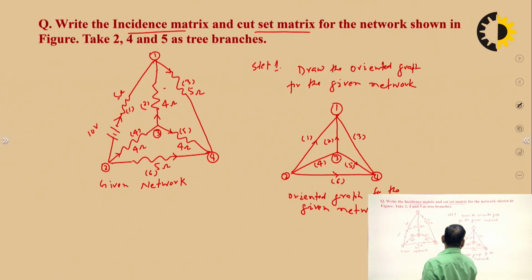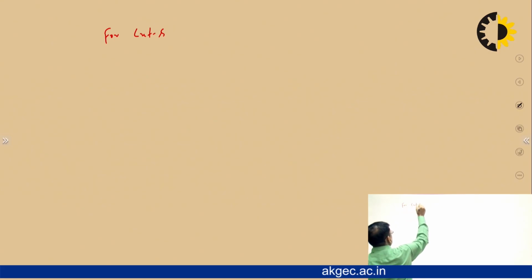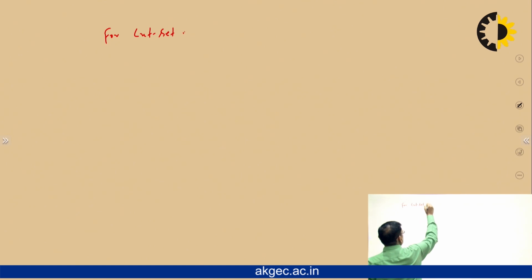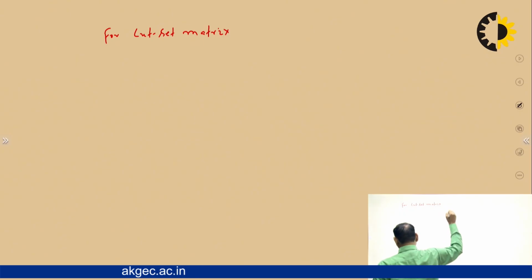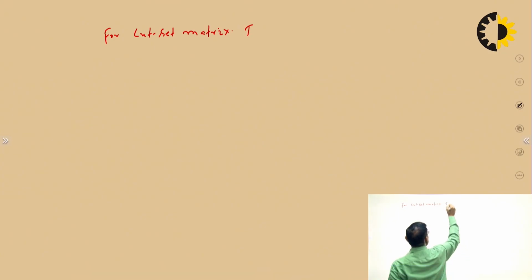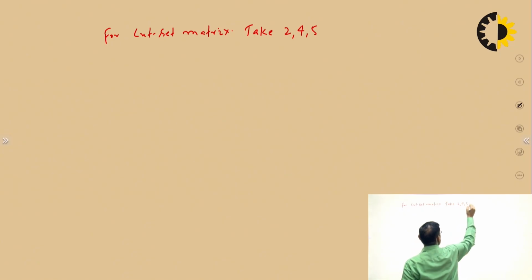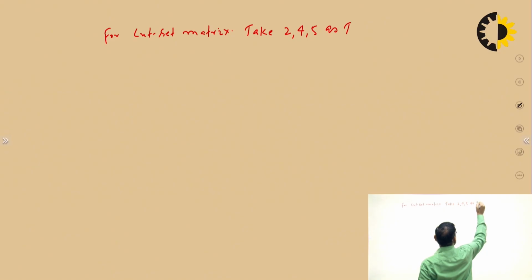Now there is another problem, the cut set matrix. For the cut set matrix, take 2, 4, 5 as tree branches. Take 2, 4, 5 as tree branches.